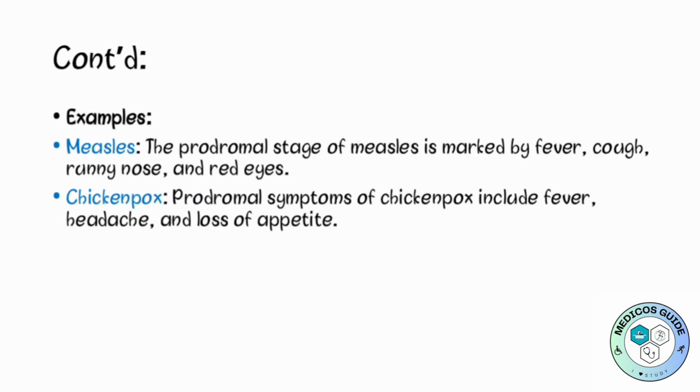Now, let's talk about examples. In measles, the prodromal stage is marked by fever, cough, runny nose, and red eyes, while in chickenpox, prodromal symptoms include fever, headache, and loss of appetite.